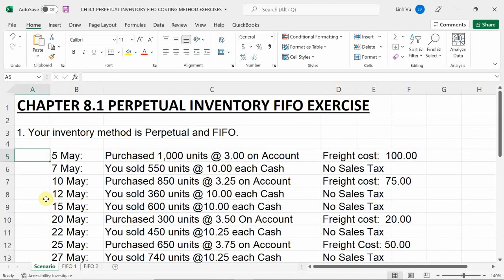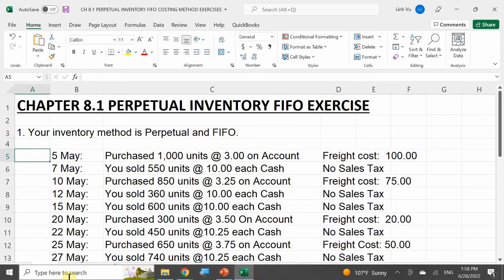So for instance, on the 5th of May, we end up purchasing 1,000 units at $3 each on account, with a freight cost of $100. Now in this case, notice this, I'm not going to have you practice anything with journalizing, okay? I need you to understand first how to plug it into my inventory worksheet. And then we will eventually do one where we will practice journalizing and everything, okay? So first, I just want you to get used to understanding how to use the worksheet.